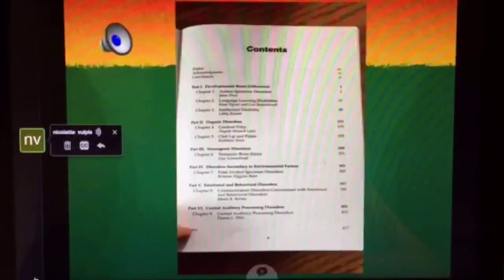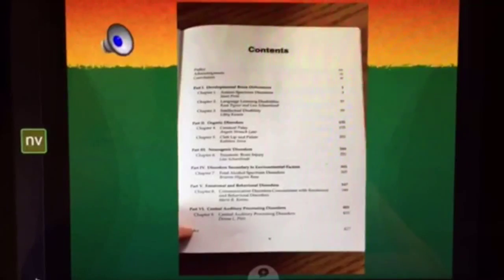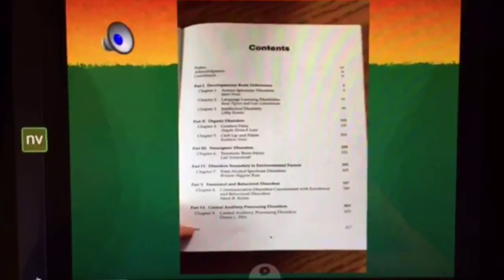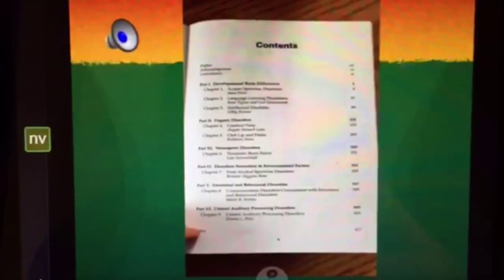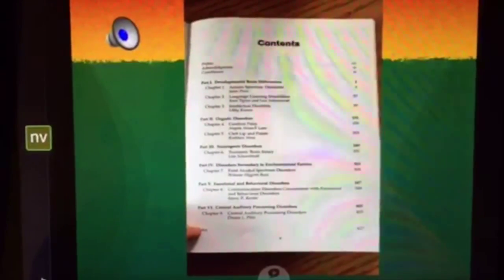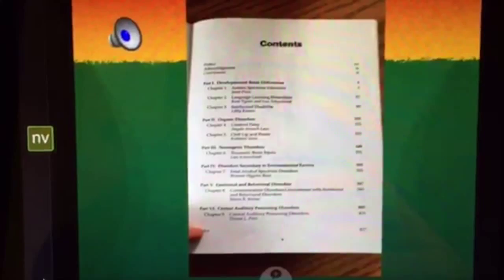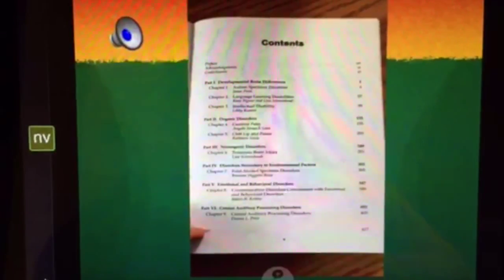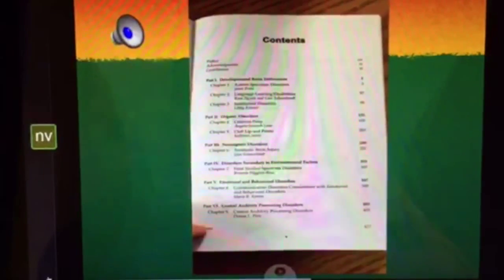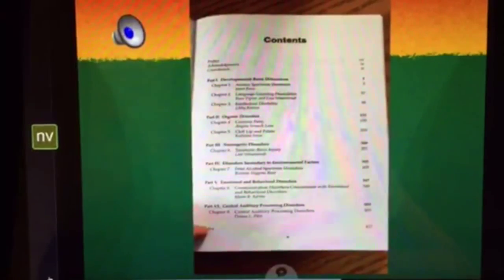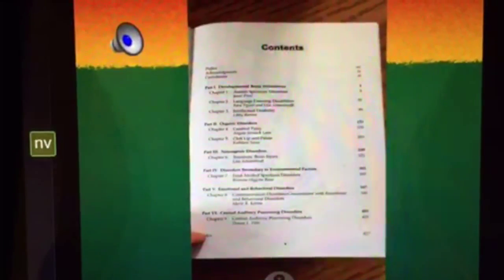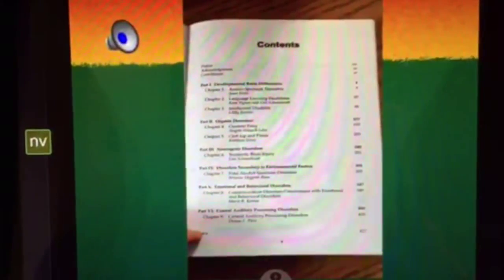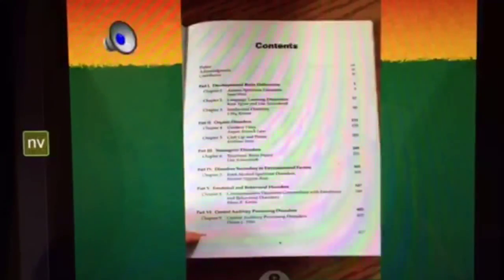Let's use the table of contents ourselves. I want to read about traumatic brain injuries. So let's look down the list and look for the chapter title named Traumatic Brain Injury. It looks like it's chapter 6. Now let's look across and see what page it starts on. Traumatic brain injury starts on page 251. Now let's navigate to page 251.